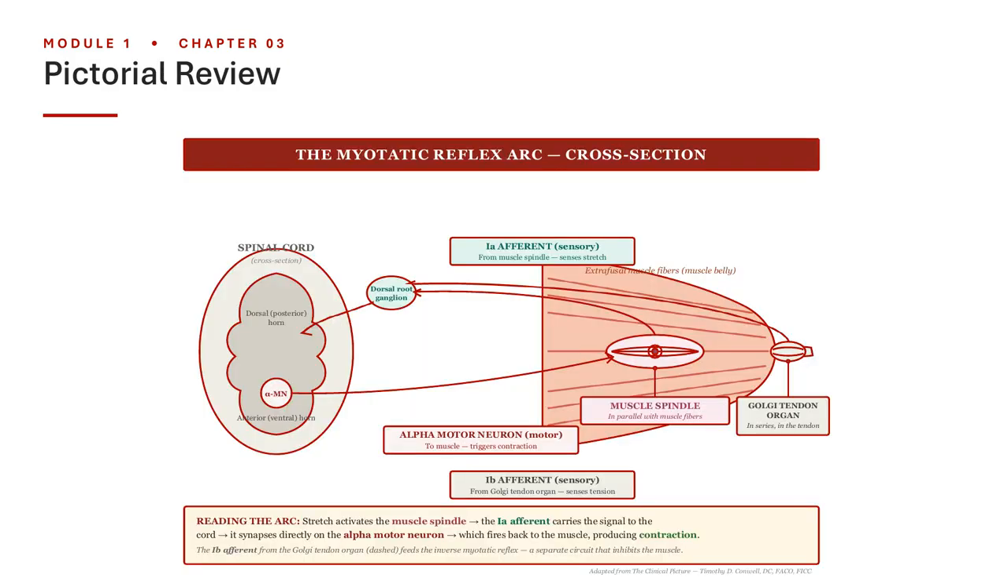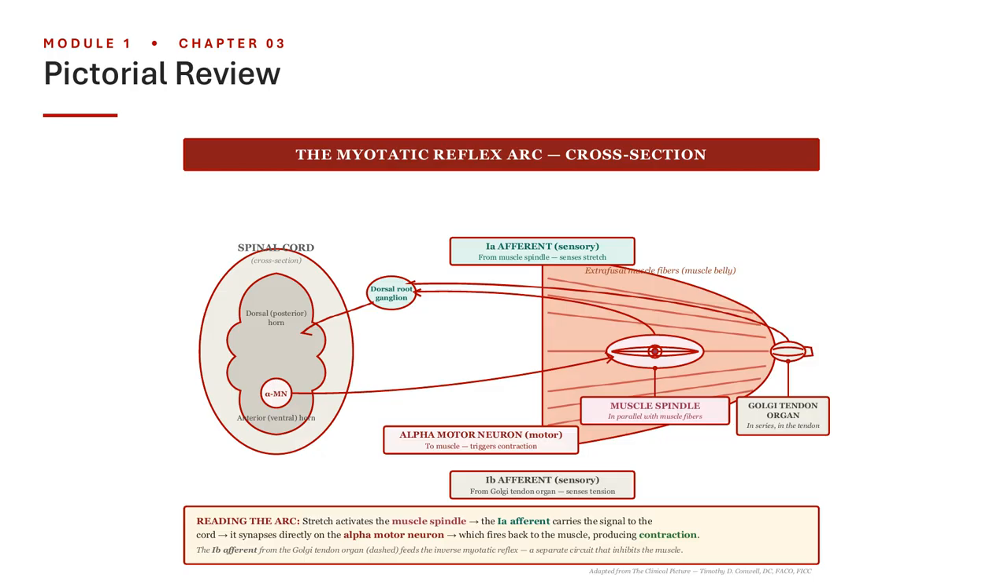This is your pictorial reference for the reflex arc components we've covered so far. Take a moment here. Rather than moving quickly to the next concept, I want you to use these images as a mental consolidation point. Look at each structure, name it in your mind, and connect it to the function we just discussed. Muscle spindle, length sensor, generates the IA signal.